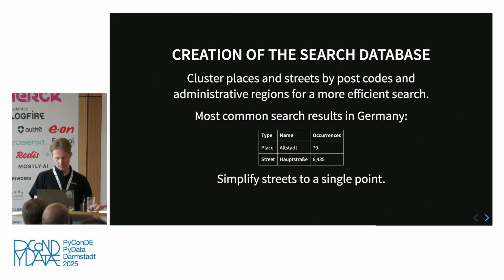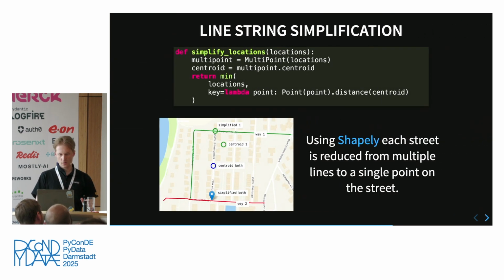For the streets, I looked for a way to simplify the street to a single point. But this point should still be on the street. What I did here, I used the Shapely library. A street like this here is an example, the Emsauenallee, a street where I'm living. And it consists of two OpenStreetMap ways, and they have different OpenStreetMap IDs, so it's not easy to cluster them directly.